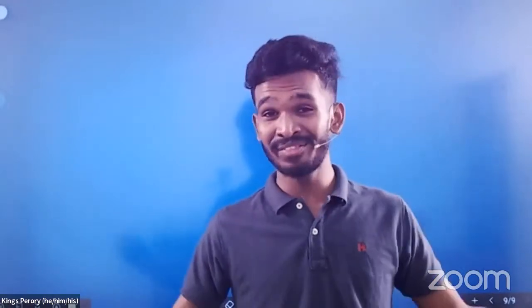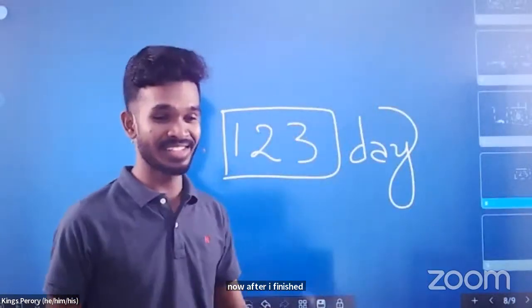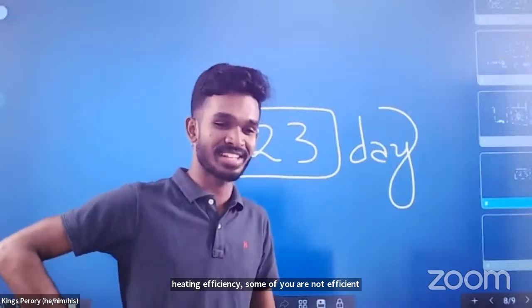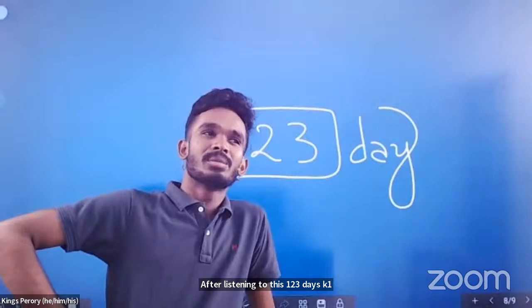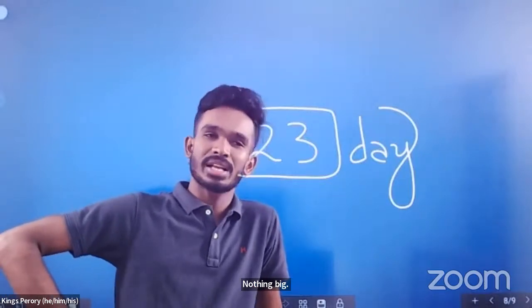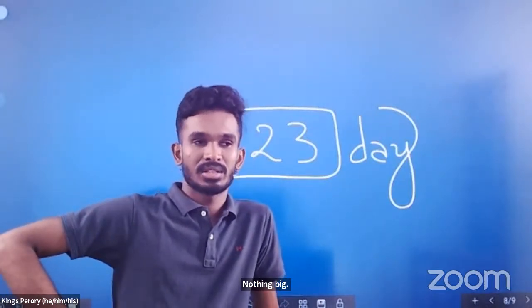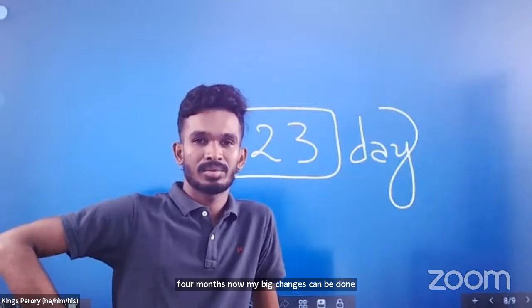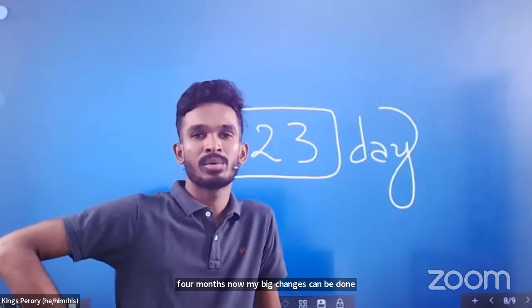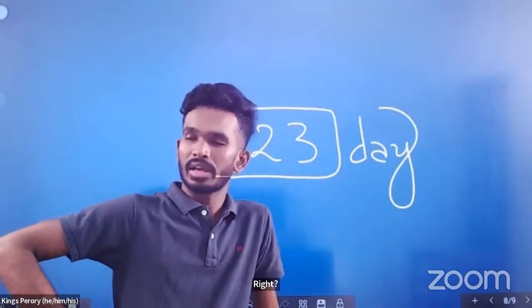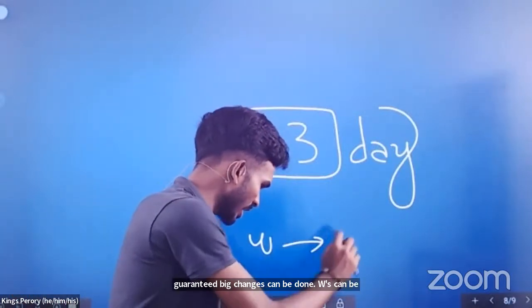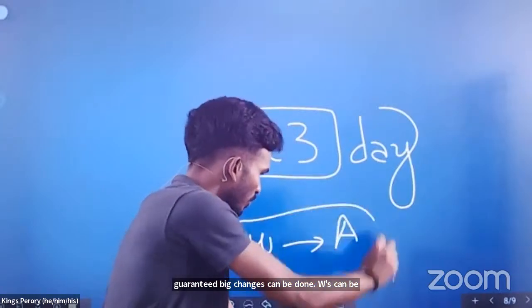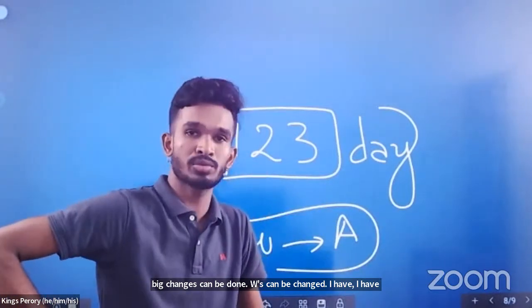Now, after I finish teaching efficiency, some of you are still not efficient after listening to this. 123 days. It's nothing big. In 4 months, big changes can be done. Right? I won't tell you it can't be done. Guaranteed, big changes can be done. W's can be changed to A. I have proof for this. W's to A in the last 4 months.